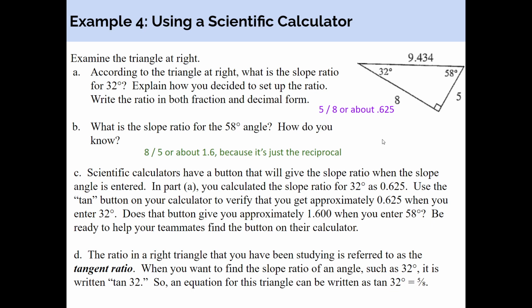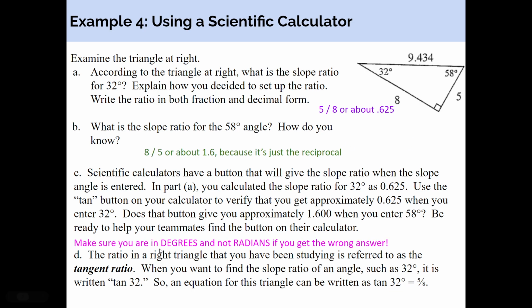So then reading letter C, if you have a calculator, you would be able to use trig functions with 32 degrees. So tangent of 32 should give us the 5 over 8. Tangent of 58 should give us the 8 over 5. And so what you're going to want to do, just to test out and make sure you're in degrees, is actually type in tangent 32 and tangent 58.